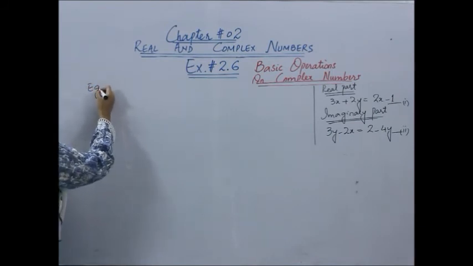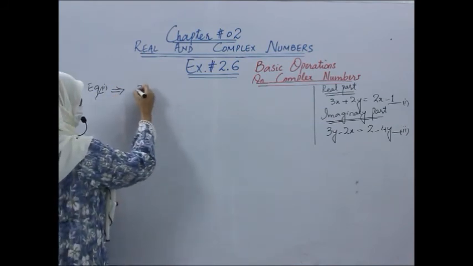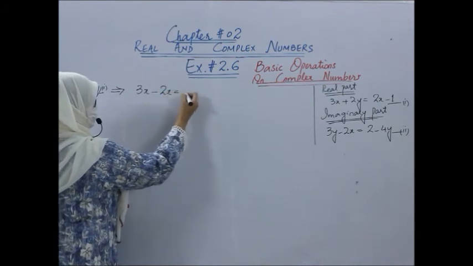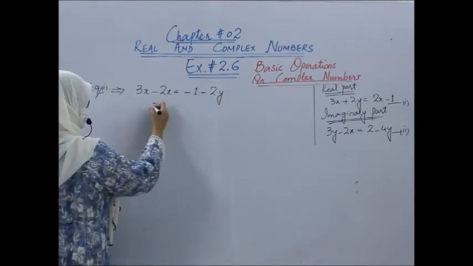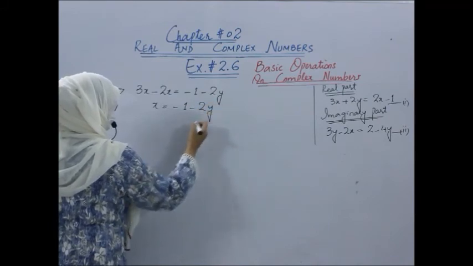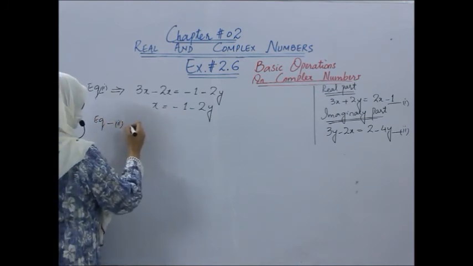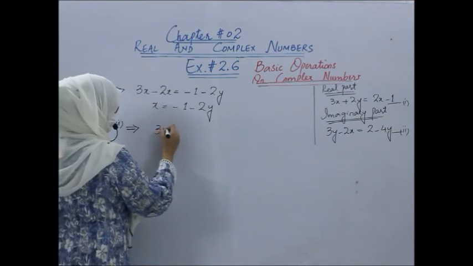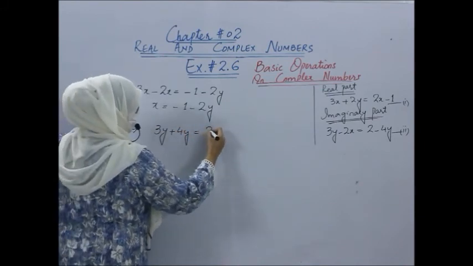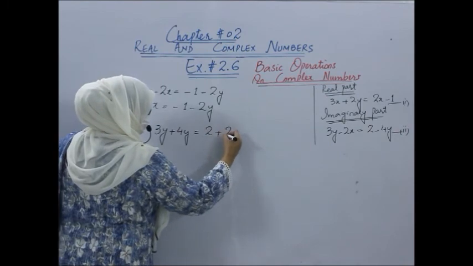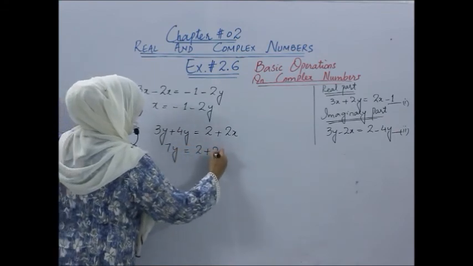Okay students, now equation number 1 implies that what? Let us solve it. 3x, we will shift 2x on this side. And what about the right hand side? Minus 1, minus 2y. Let us solve it. We'll have x is equals to minus 1 minus 2y. Now what about equation number 2? Let us solve it. Equation number 2 will give you 3y. If I shift minus 4y to the left hand side, it would become plus 4y. And let us shift minus 2x on the right hand side, it will become plus 2y. So we'll have 7y is equals to 2 plus 2x.